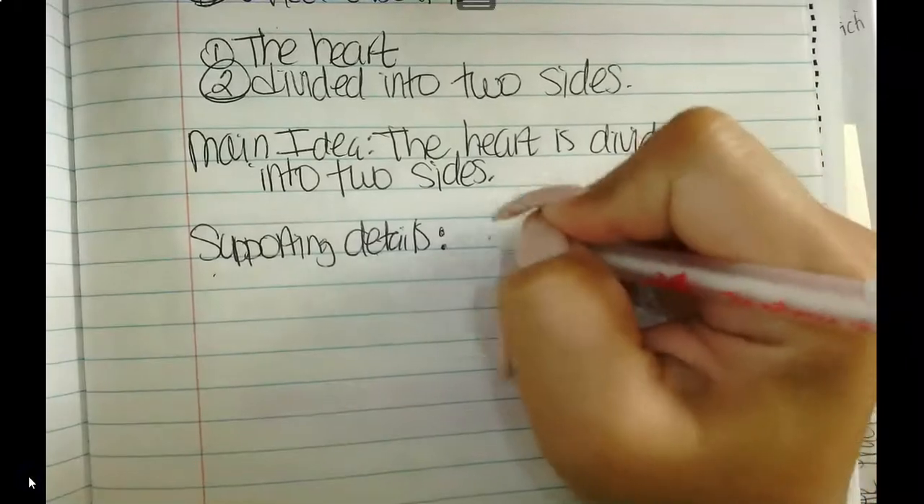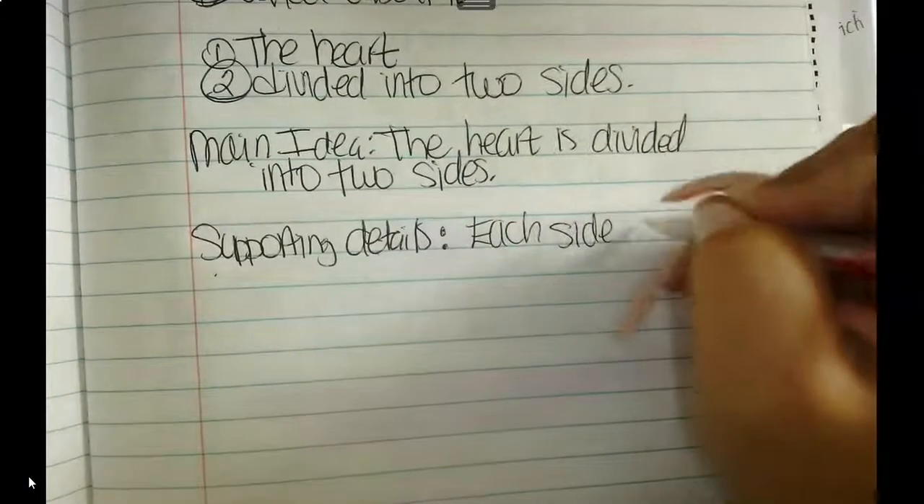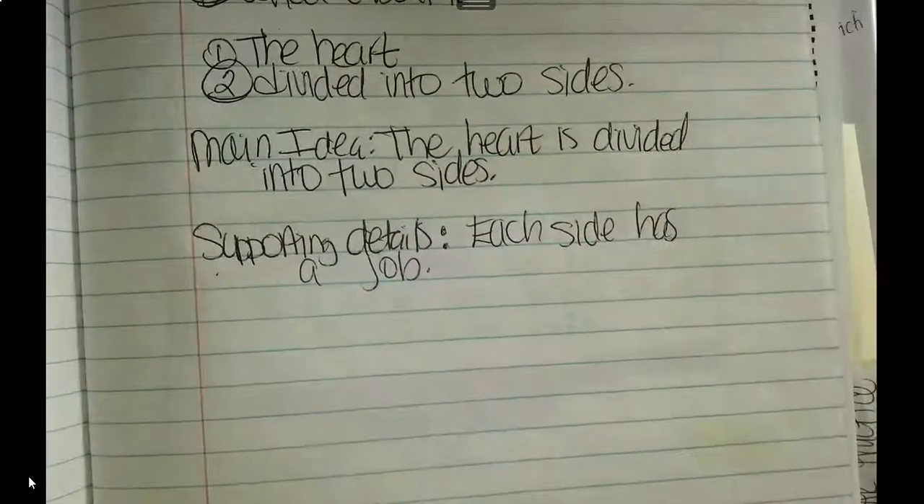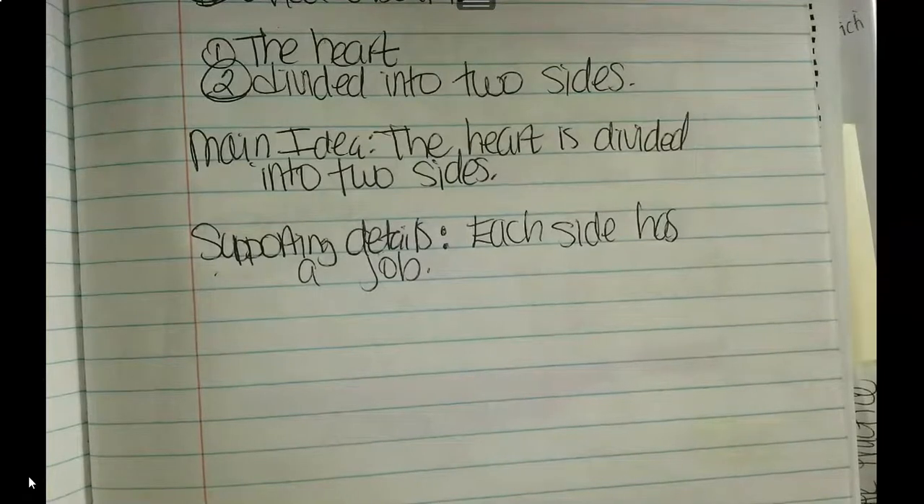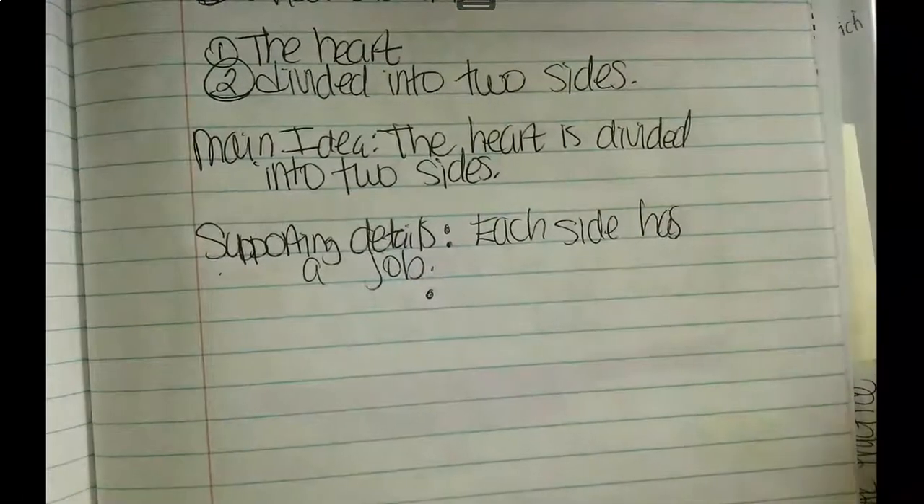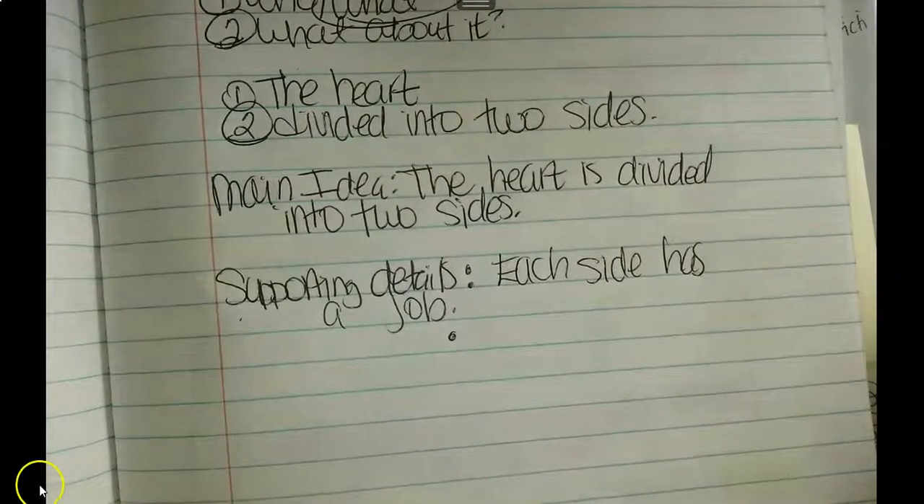So I'm going to go ahead and start writing here. Each side has a job. Okay, I have one supporting detail. I think we can find one more. So let's go ahead and go back and find another supporting detail to the reason as to why the heart is divided into two sides.